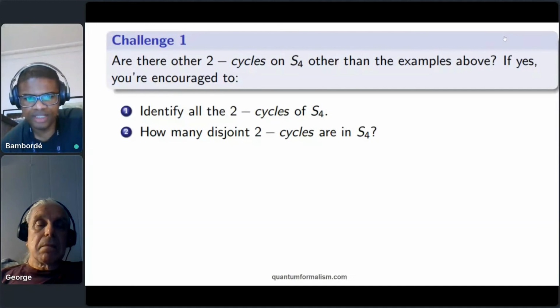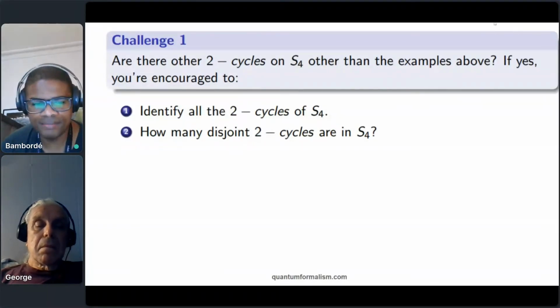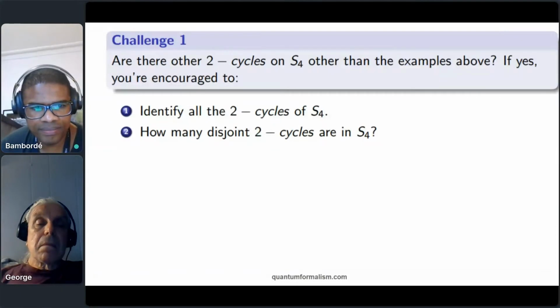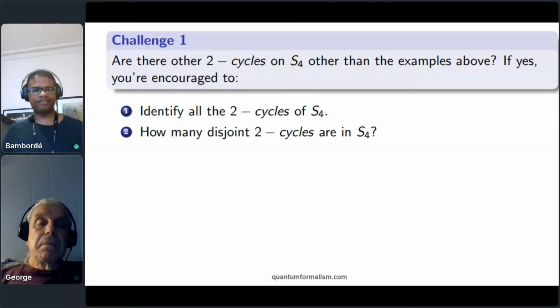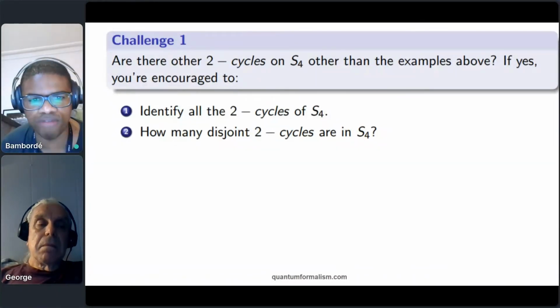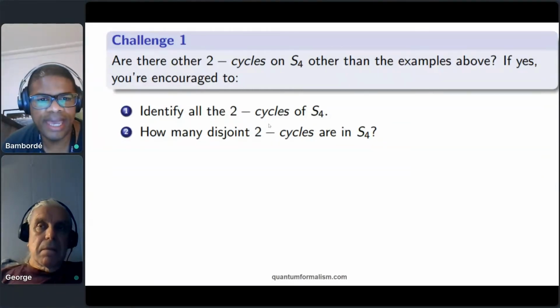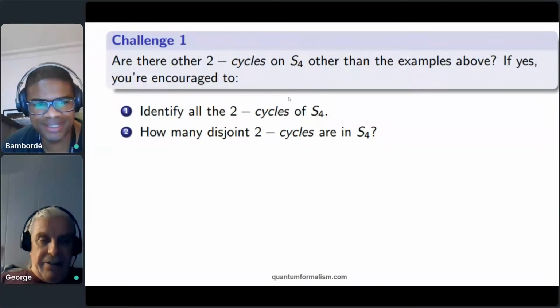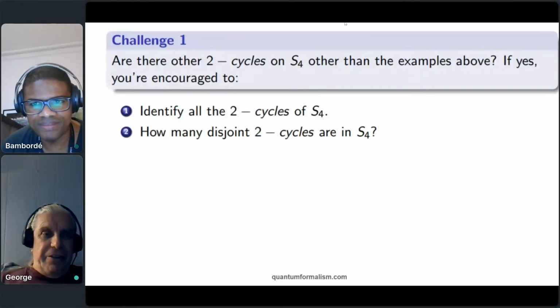Okay, so can you see the slide again? I mean, it's loading. Yes. Yeah. Okay. So this is challenge 1. Was this confusing or anything? I can see George. So the challenge is to identify other 2 cycles in S4 other than the previous examples, and then I think there is a duplicate question here. Yeah, maybe that's why you were looking. No, it was just that I had to get my eyes closer to the screen.